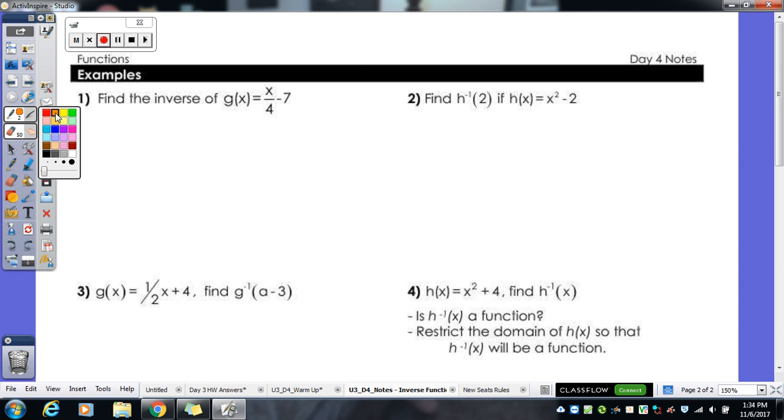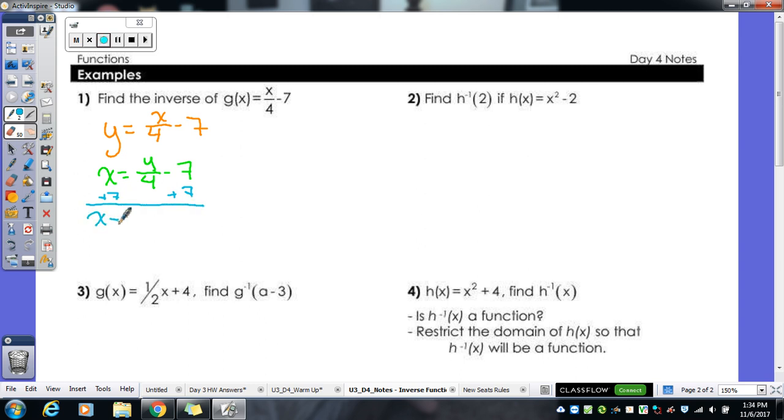Alright, find the inverse of g of x equals x over 4 minus 7. So again, just like I have written, my first step is to replace my function notation with a y. So I'm going to have y equals x over 4 minus 7. So then our second step was to flip or switch your x and your y. So now this is x equals y over 4 minus 7. So then again, our third step, we're going to solve for y now. So I'm going to add my 7. So I get x plus 7 equals y over 4.